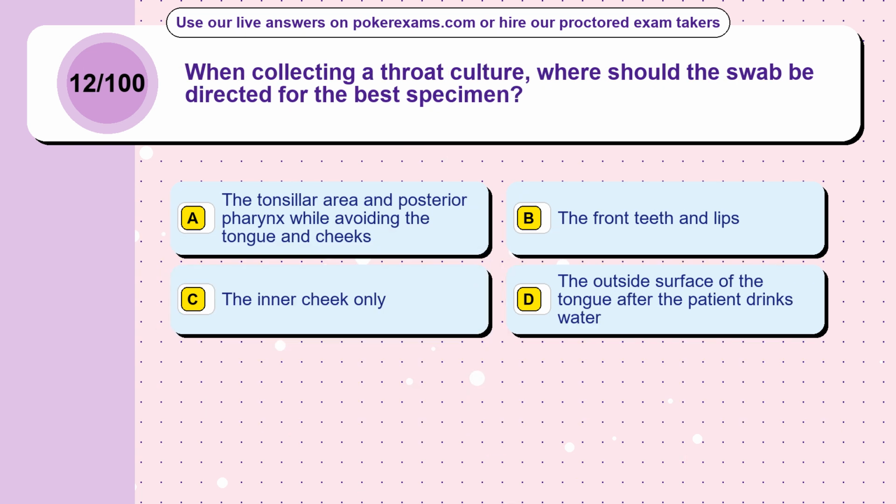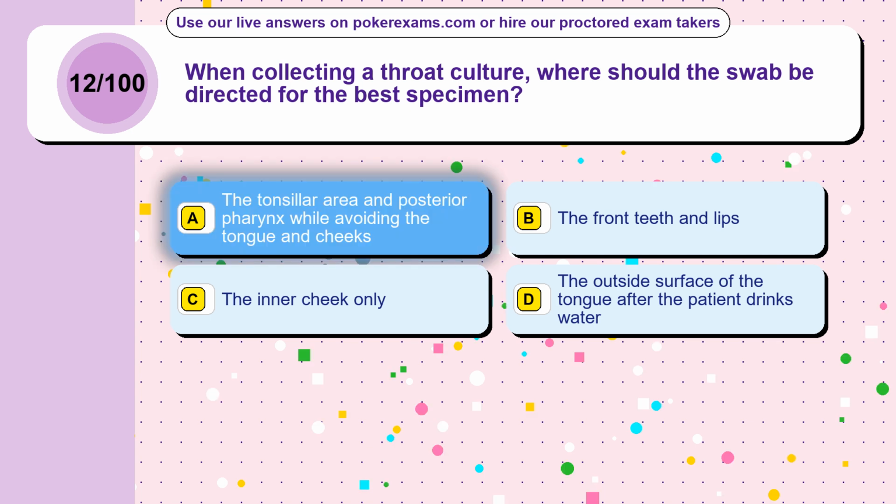Question 12. When collecting a throat culture, where should the swab be directed for the best specimen? Option A. The tonsillar area and posterior pharynx while avoiding the tongue and cheeks. Option B. The front teeth and lips. Option C. The inner cheek only. Option D. The outside surface of the tongue after the patient drinks water. The correct answer is option A.